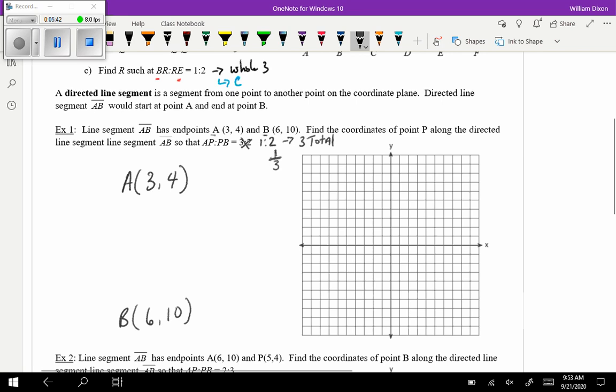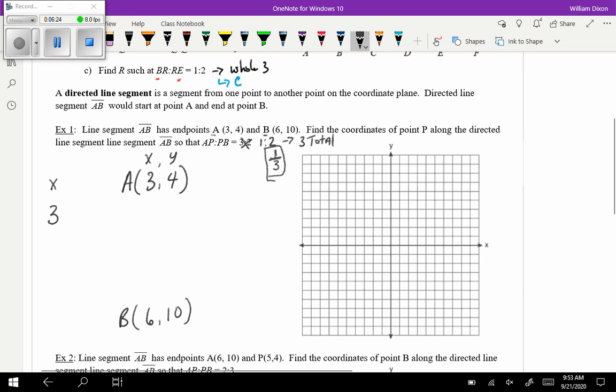So what do I do? The first thing I do is I find the total change for each X and Y value. So the X goes from 3 to 6. To go from 3 to 6, I have to add 3. That's the total amount. This is for X. The total change from 3 to 6 is 3. Now, that's the total amount. I want to know 1/3 of that, because that's the point I'm looking for.